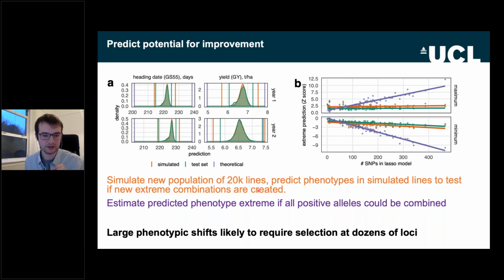And that's because you're creating new allelic combinations. Among this 20,000, there might be one that happens to have lots of positive effect or negative effect alleles. And then the purple line is showing the extreme that would be possible, based on the models. So that means if you were to combine all the positive effect alleles or all the negative effect alleles, what does the genomic prediction model predict about the most extreme phenotype possible?